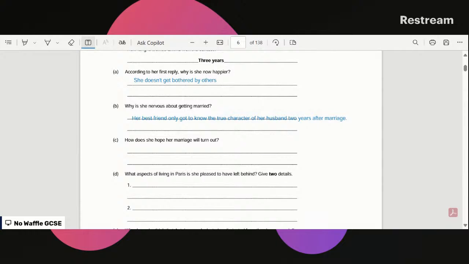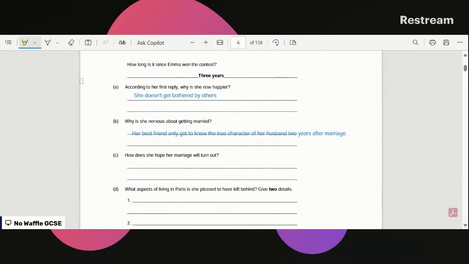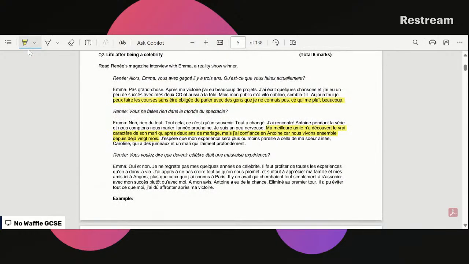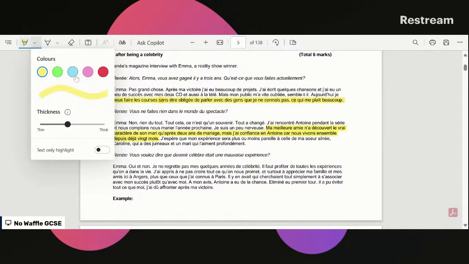Okay, continuing on. Well, how does she hope her marriage will turn out? This is important. Let's see what she says, probably in the same thing. So she says j'espère, which means she wishes.